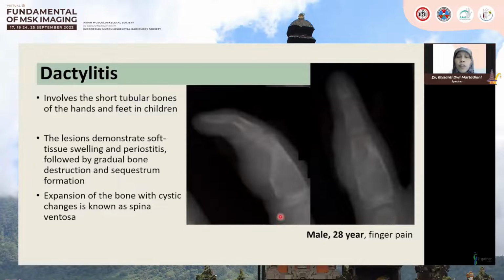Dactylitis involves the short tubular bones of the hands and feet in children. The lesion demonstrates soft tissue swelling and periostitis, followed by gradual bone destruction and sometimes sequestrum formation. Expansion of the bone with cystic changes is known as spina ventosa.